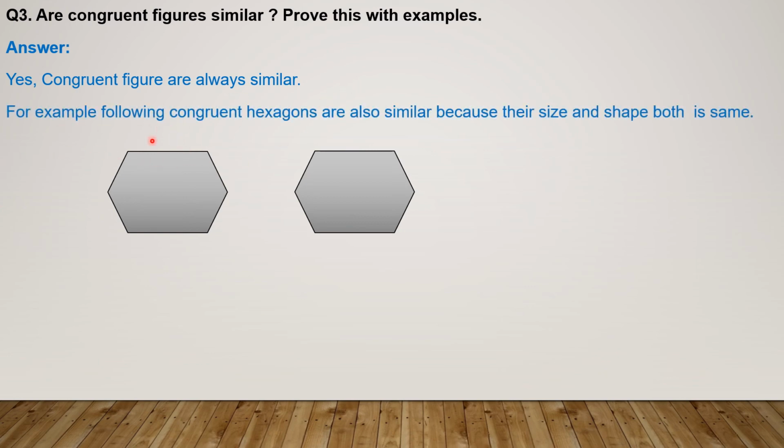For example, following congruent hexagons. Look at these congruent hexagons. Their shape is the same, both are hexagons, their size is the same because all of the sides of the first hexagon are equal to the sides of the second hexagon. Similarly, all the angles of the first hexagon are equal to all the angles of the second hexagon. Hence, the following congruent hexagons are also similar because of their size and shape.